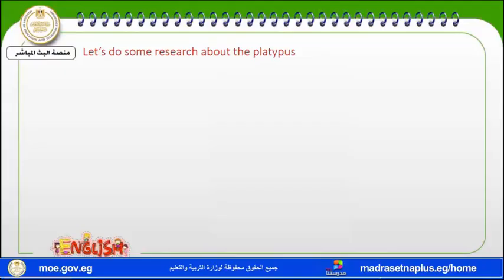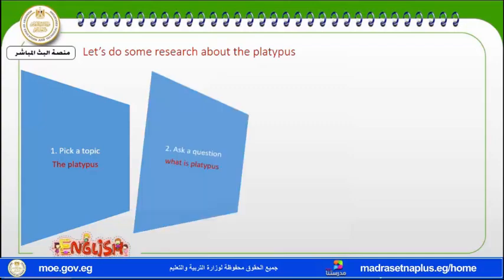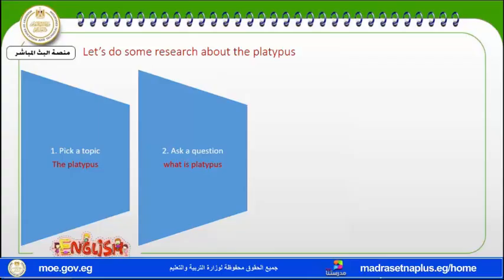We are going to do a research, but this time it is not about the pyramids. It's about the platypus. Do you know what a platypus is? For me, I didn't know what a platypus was before I researched it. So let's think and remember what the steps are to research the platypus. First, we decided on the topic. It's a platypus. Then we need to ask a question, and it's: what's a platypus?